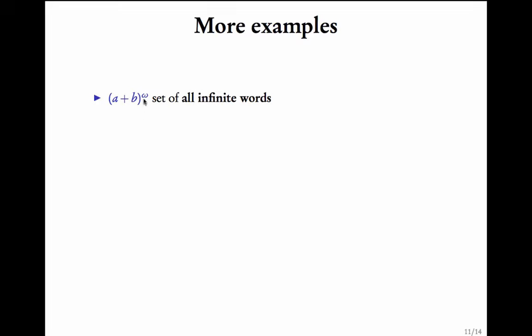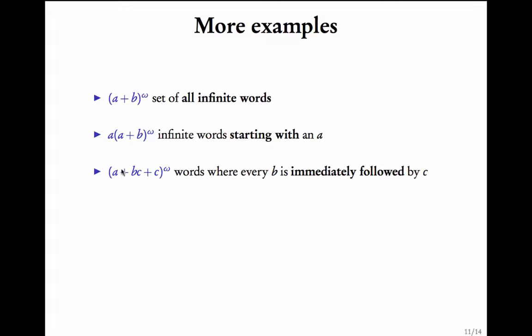(A+B)^ω would be the set of all infinite words. So (A+B)* was the set of all finite words, while here (A+B)^ω would be the set of all infinite words. So how do you form the language of this? You take something in A or B, then you take something in A or B for the next position. For the next position again you take something from A or B, and so on. So you will get all possible words. Now A(A+B)^ω would be all the words that start with an A.